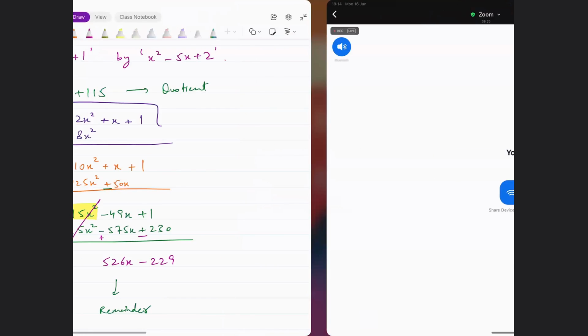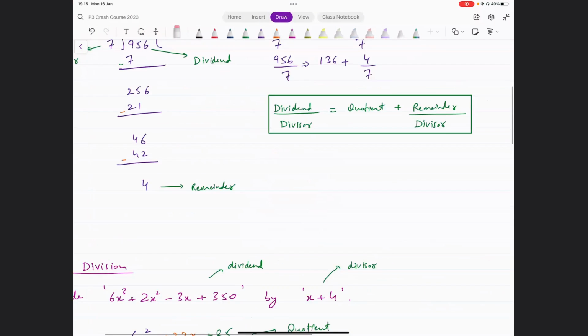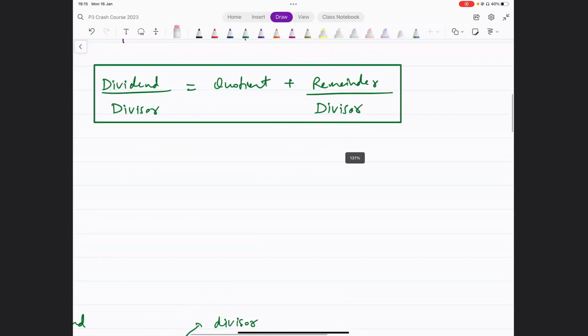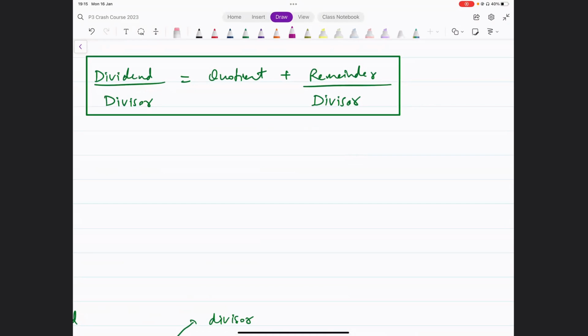Now, let's get back to this relationship that I wrote there. This is going to come in handy again and again. You have to memorize this relationship. Dividend over divisor equals quotient plus remainder over divisor. This is extremely important.